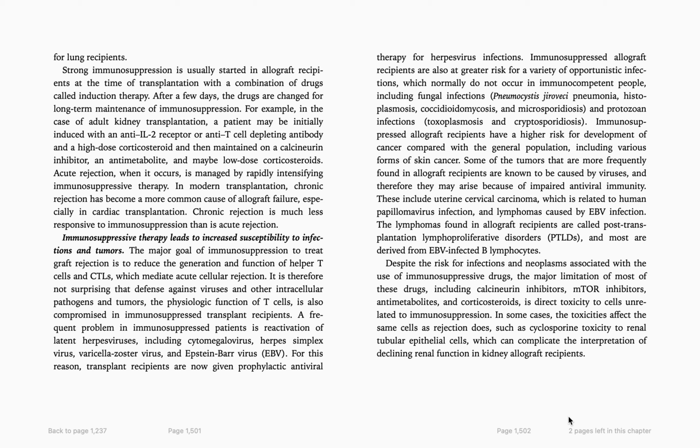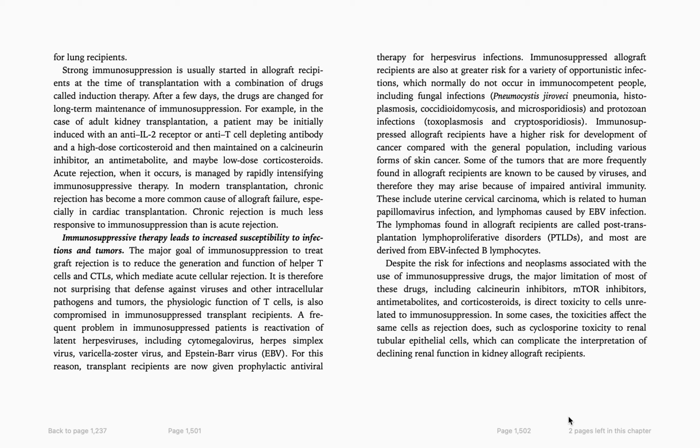Some of the tumors that are more frequently found in allograft recipients are known to be caused by viruses, and therefore they may arise because of impaired antiviral immunity. These include uterine cervical carcinoma, which is related to human papillomavirus infection, and lymphoma caused by Epstein-Barr virus infection. The lymphomas found in allograft recipients are called post-transplantation lymphoproliferative disorder, and most are derived from Epstein-Barr virus infected B lymphocytes.